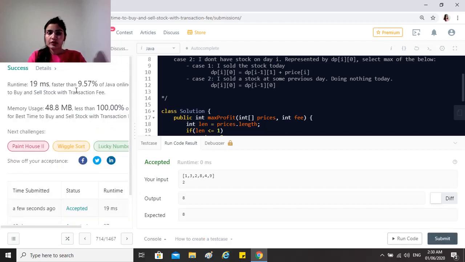Yeah, so that works. The time complexity for this is O of n, and the space complexity is also O of n, because although we are using a two-dimensional array, the other dimension is just 2, which is fixed.